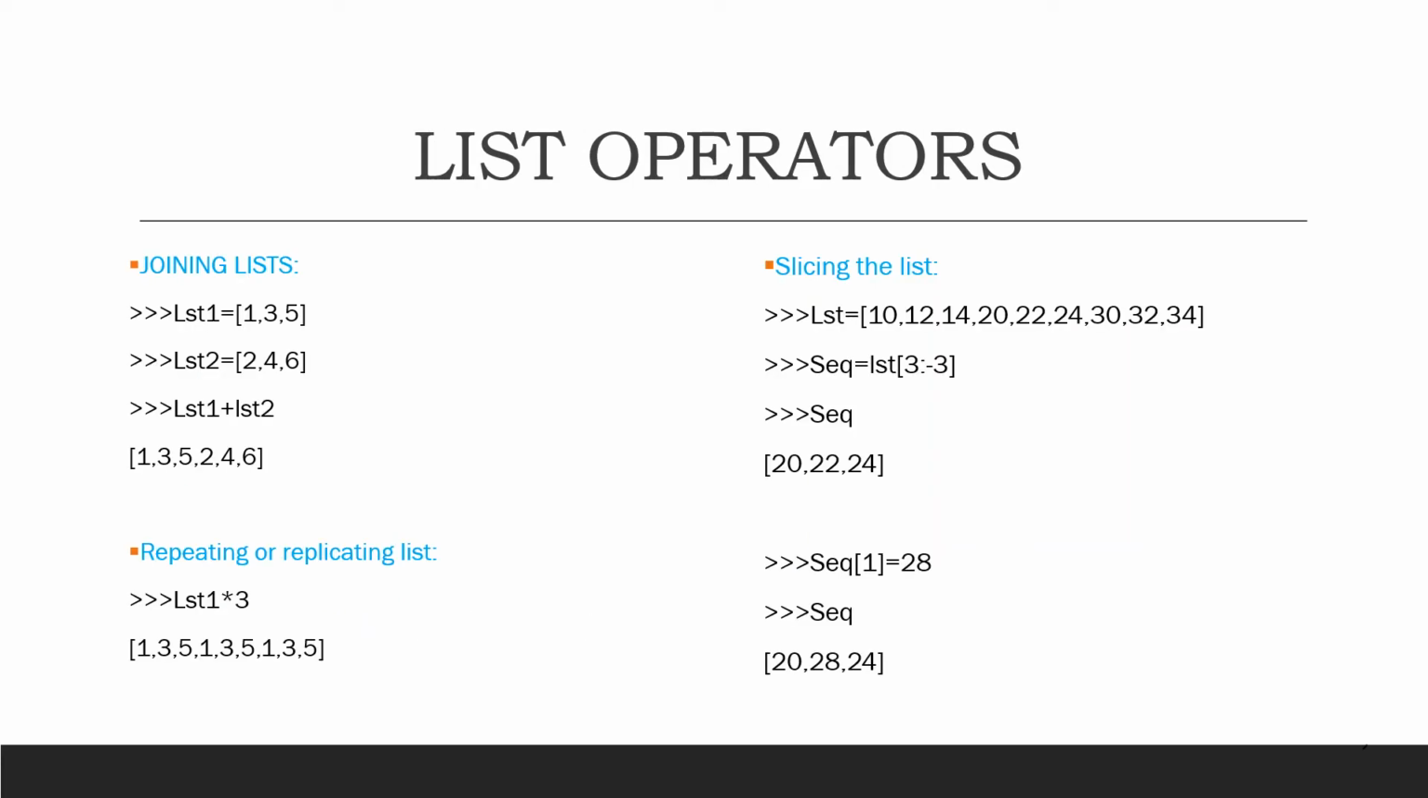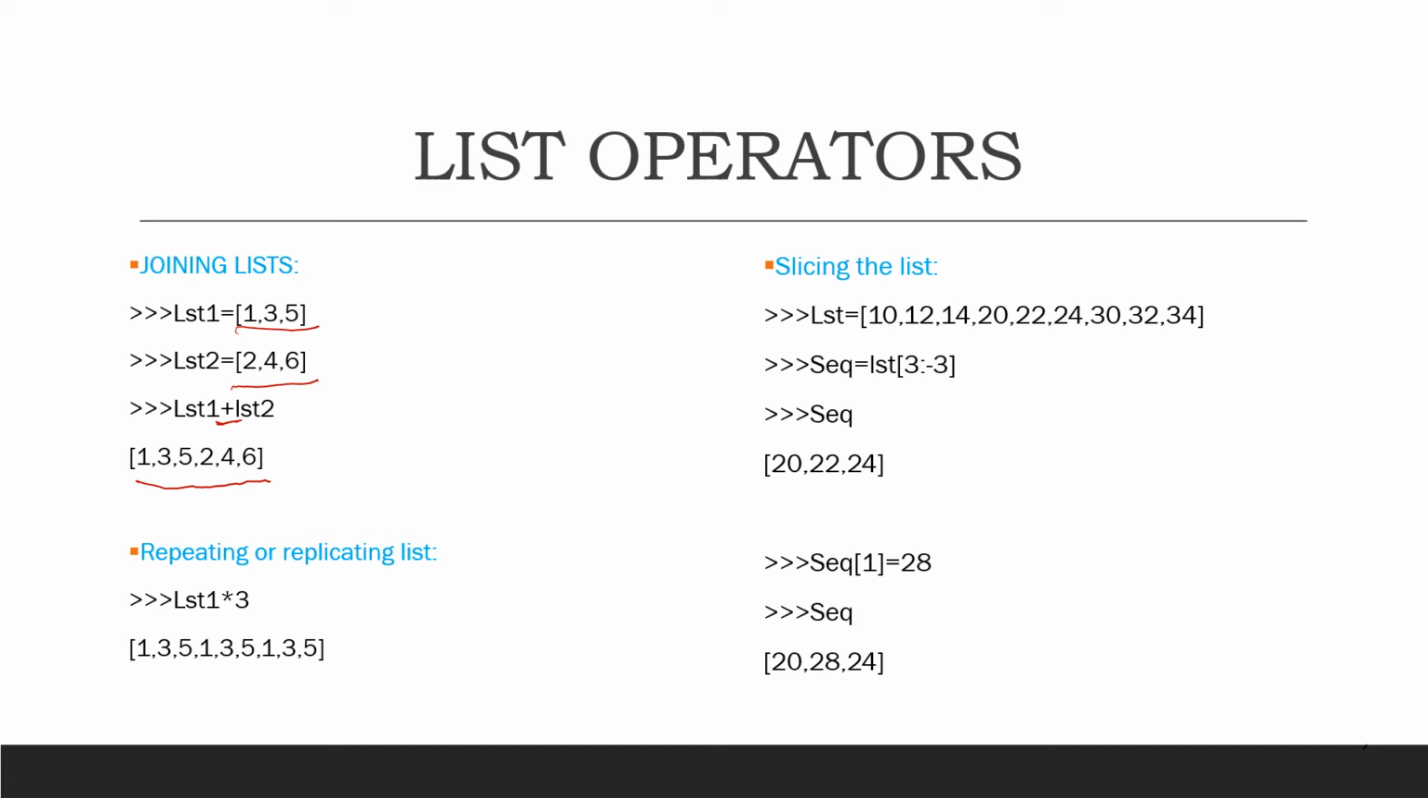Next is list operators. There are three. First is joining list. Second is repeating or replicating list. Third is slicing the list. First, joining list. Joining list is nothing but adding two different lists, but in computer terms we don't say adding. We say concatenation, and the concatenation symbol is this. Now list 1 is equal to 135 and list 2 is equal to 246. We put the concatenation sign between list 1 and list 2, and what we get is 135246.